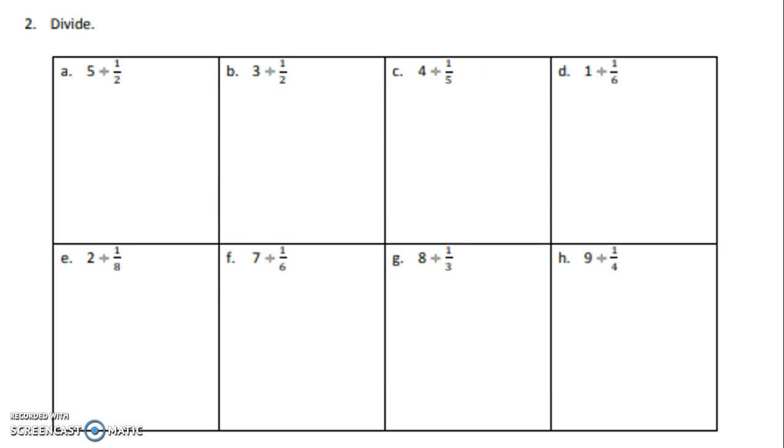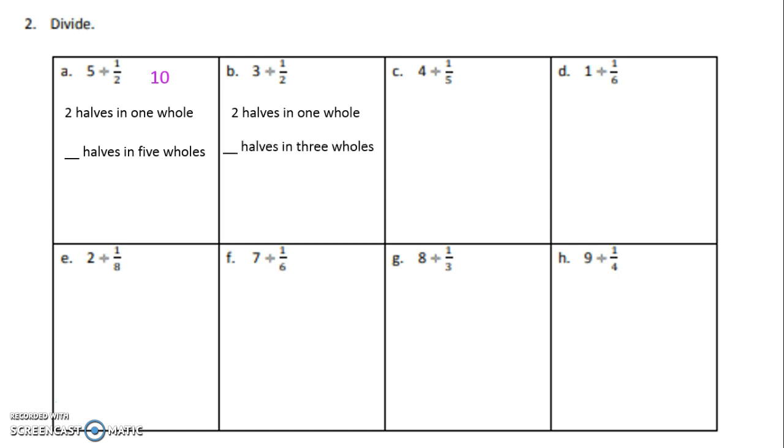All right. If I have 5 divided by 1/2, we're going to go through these without drawing models. So we're going to think, if there are 2 halves in one whole, how many halves would be in 5 wholes? 10. There would be 10 halves in 5 wholes. If there are 2 halves in one whole, how many halves would be in 3 wholes? 6.